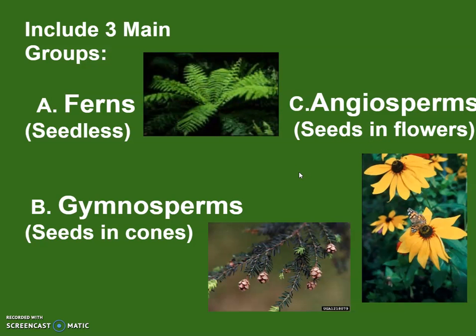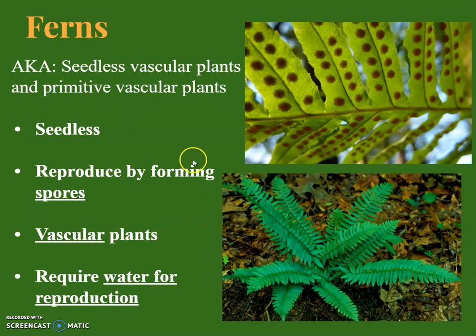Let's first look at the ferns, or seedless plants. Ferns are seedless vascular plants, and they're very primitive vascular plants. They're believed to be the first land plants after the non-vascular plants. They reproduce by forming spores, which are the spores on the bottom of the leaves of these ferns. They do have vascular tissue to transport water up the plant, and they require water for reproduction, so they need an abundance of water in order to create these spores to reproduce.